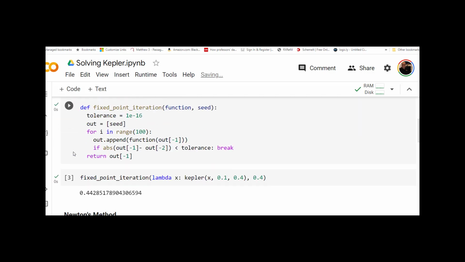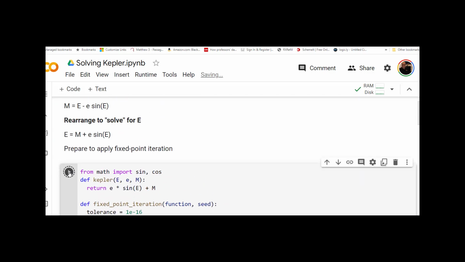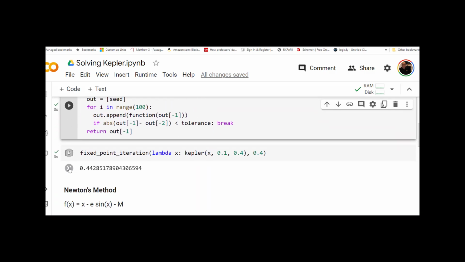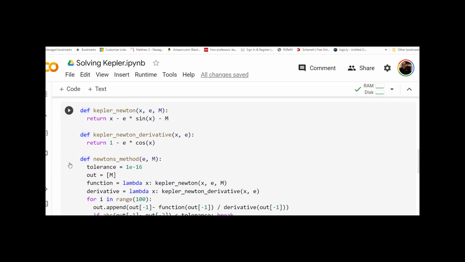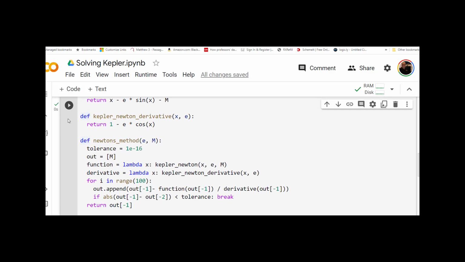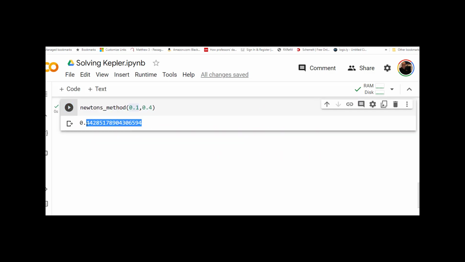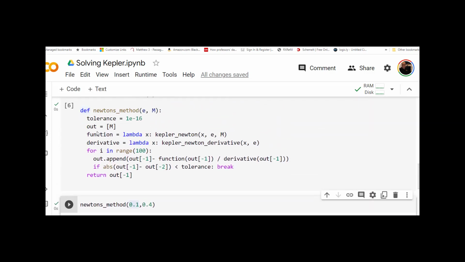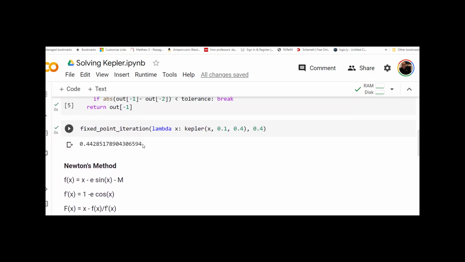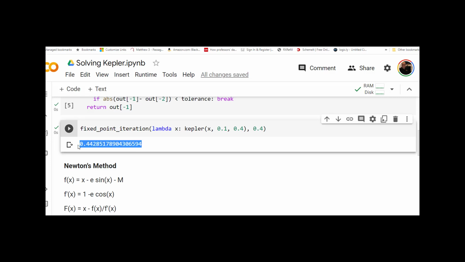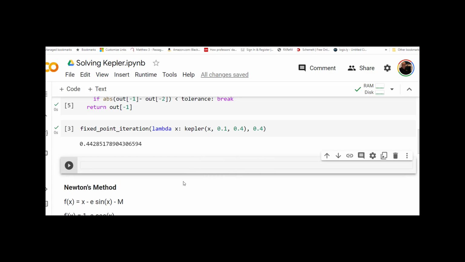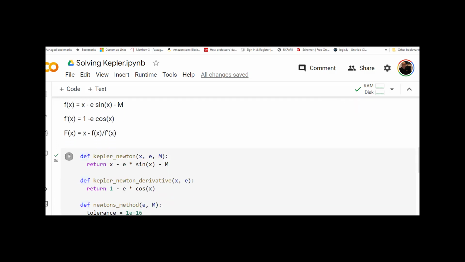Well, that's because I had not pressed this to define it, and so here we go. Let's do it all again, and there we have it. And so here again we have the same answer as we did before, and so I'm thinking that these are both correct to within 16 decimals of accuracy.